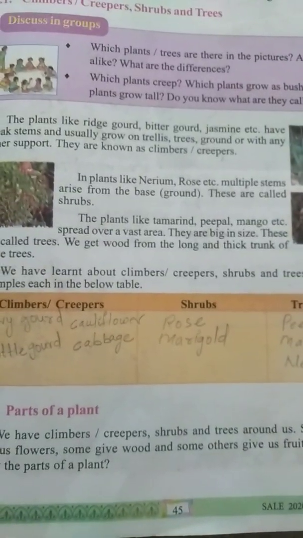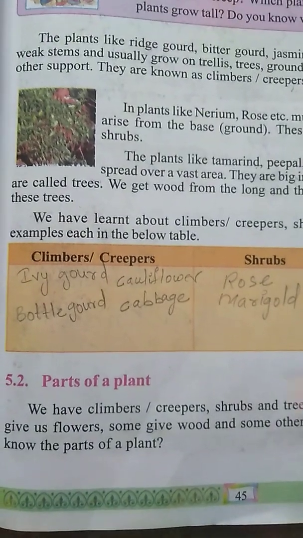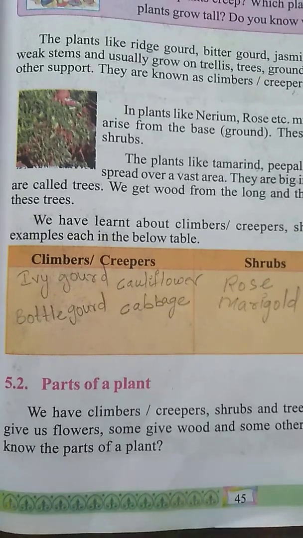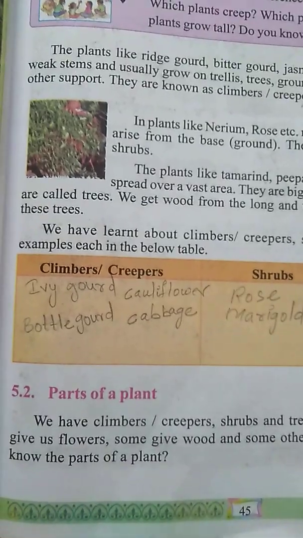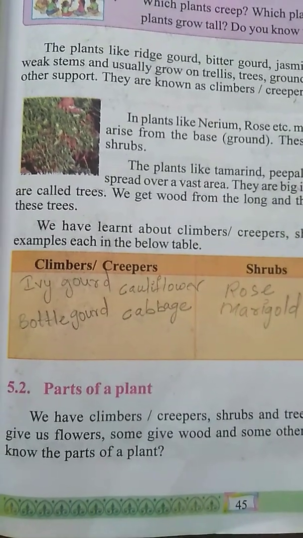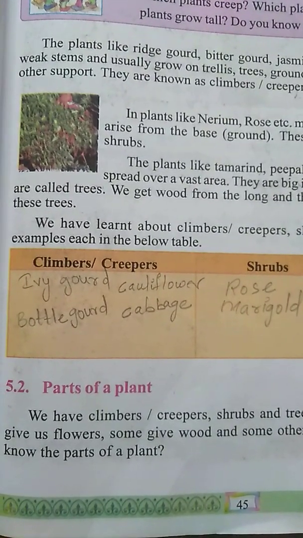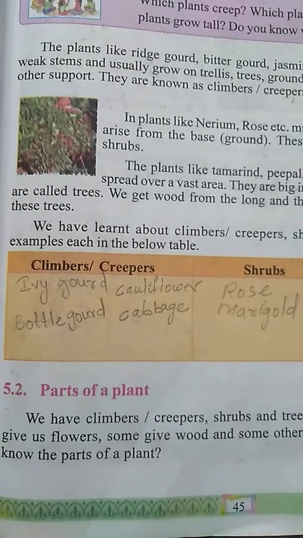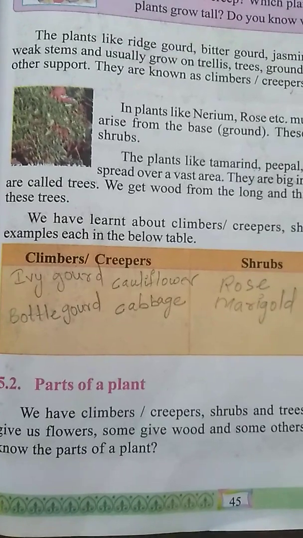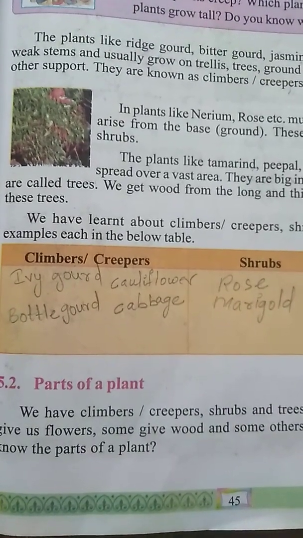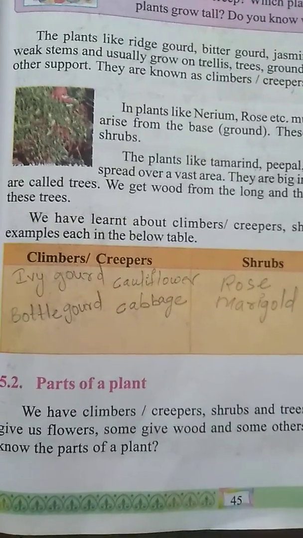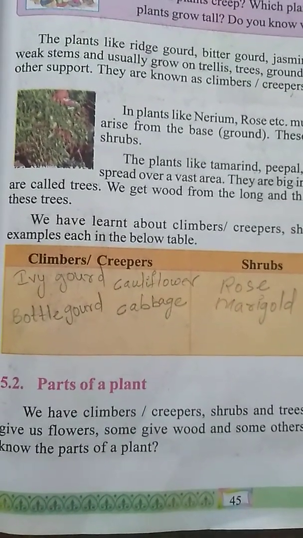Now take out your page number. Okay, before that we'll see the parts of a plant. As a human being, we have many different parts of our body. What do we have? We have head, eyes, nose, neck, stomach, hands, fingers, legs, toes. Different parts of our body. Like that, every plant also has different parts.